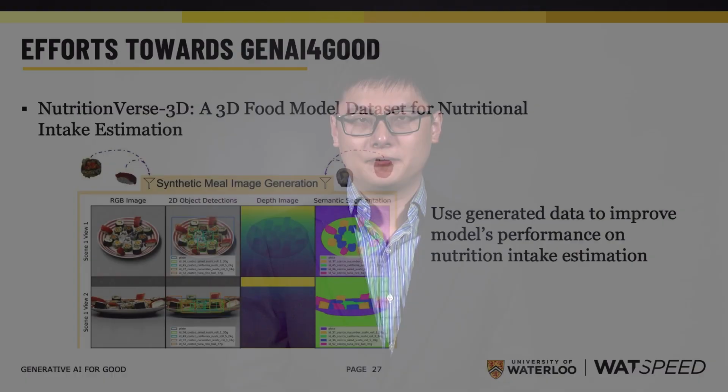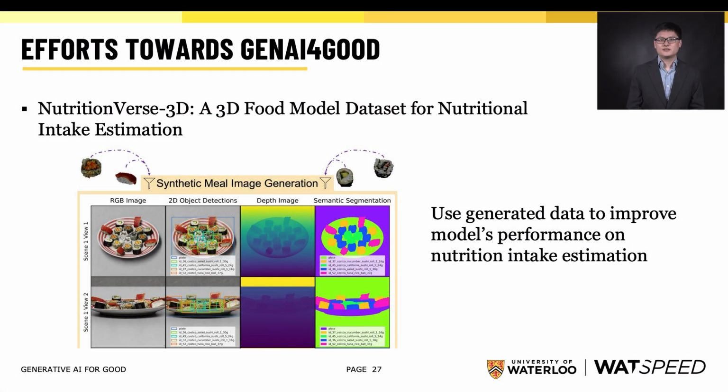The third effort made towards the Generative AI for Good initiative is that we propose a dataset for nutrition intake estimation based on a single RGB camera. In this case, we use generative AI to boost our dataset size in order to improve models' performance on nutrition estimation for food images.